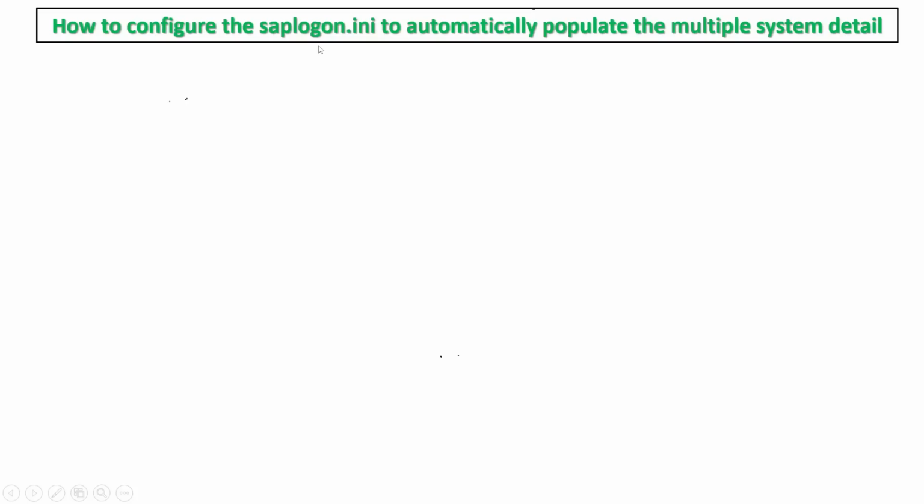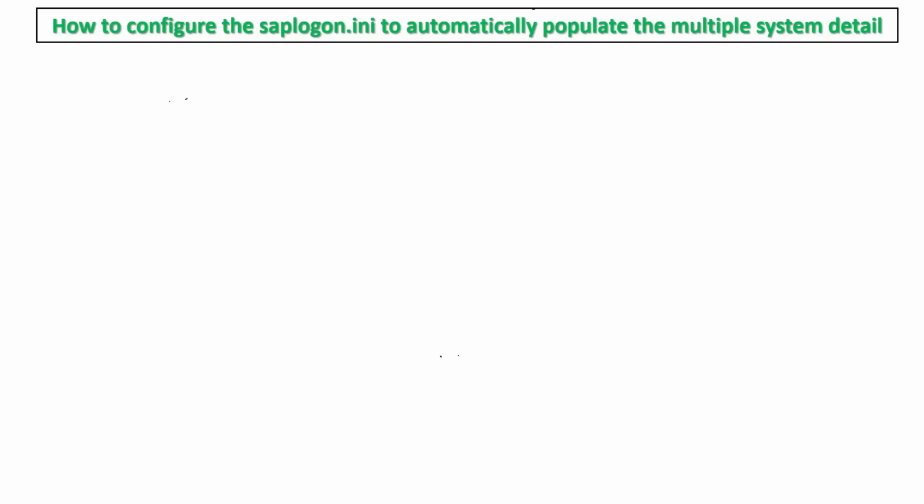So for that purpose, this is a file which consists of all the system information, and with the help of that we automatically populate all the system information in the SAP logon client. So this step we are going to see.